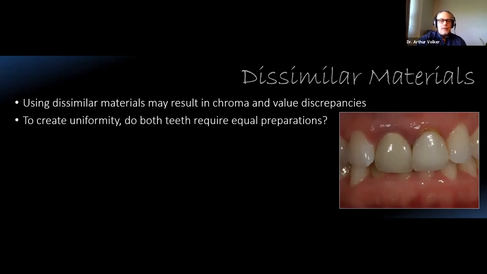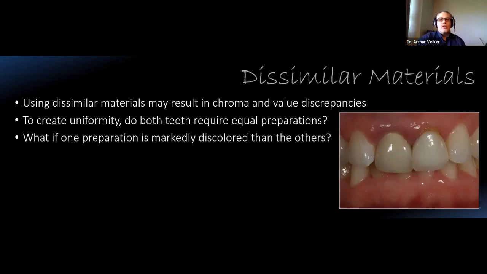So the question I pose to everyone is, to create uniformity, do we have to require both teeth to have equal preparations? Meaning, if I have a virgin tooth on that number 9, do I now have to absolutely make that a crown? Because then we can do 2 PFMs, and then case solved. Now, what do we do if one preparation is more discolored than the other? And, you know, do we have a viable solution?